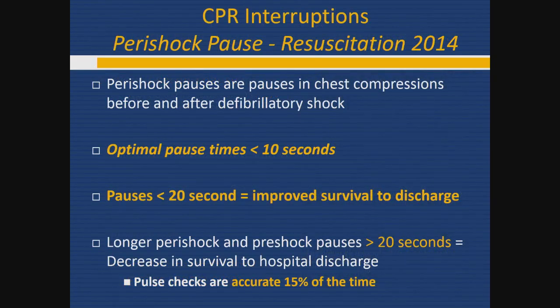CPR interruptions during shock: peri-shock pauses are pauses you take to check pulses and assess the patient. Optimal pulse check time should be under 10 seconds. Pause times less than 20 seconds have improved survival to discharge rates. Any shock checks over 20 seconds have been shown to decrease survival in cardiac arrest. And realize pulse checks are only accurate about 15% of the time during a code.